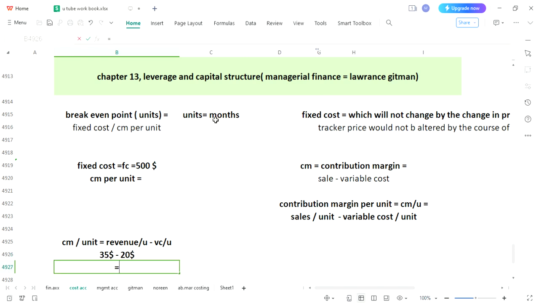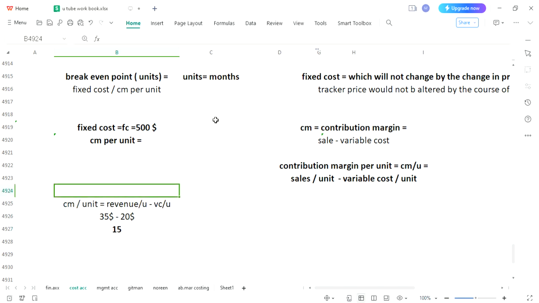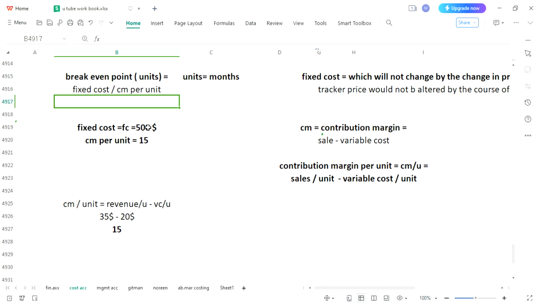Finally, we can put it on our calculator. So we have CM per unit as $15. In this way, our calculations have been completed. CM per unit has also been determined, that is 15. Now we can go to our formula. We need fixed cost. Fixed cost has already been calculated, 500, and you are going to divide it with CM per unit, which is 15.